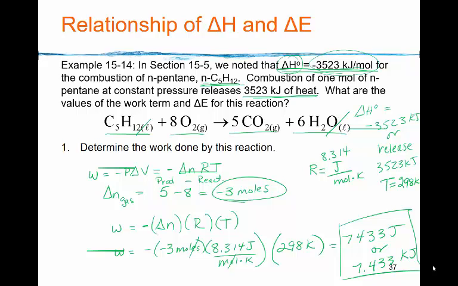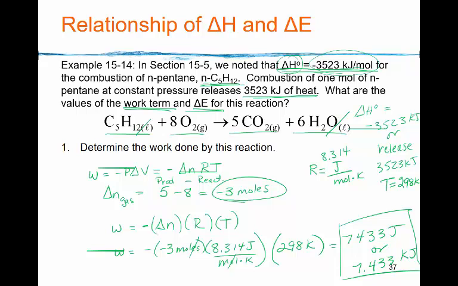Remember, we're doing combustion. If you think about combustion in an automobile engine, where you're burning fuel and it's driving a piston, that's the work we're doing. So it's the change in moles times the ideal gas law constant times the temperature that you're running it at, which in this case was 25 degrees C or 298 K. Now, that's the work term.